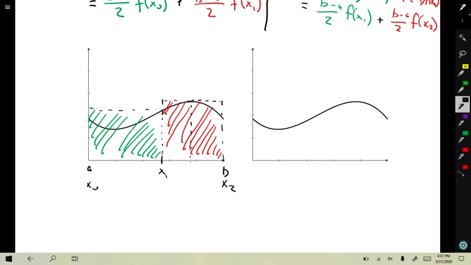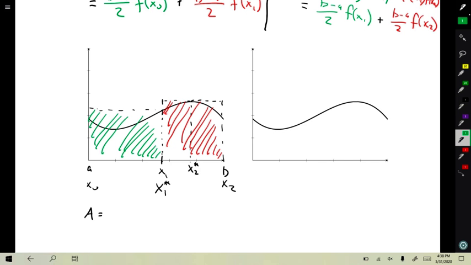So maybe I would call the x value which maximizes f on this first interval x1 upper star. And for the x value in the second interval which maximizes f, I can call that x2 upper star. So now when I'm writing out a formula for the area here, I get that the area is going to be the green area plus the red area.